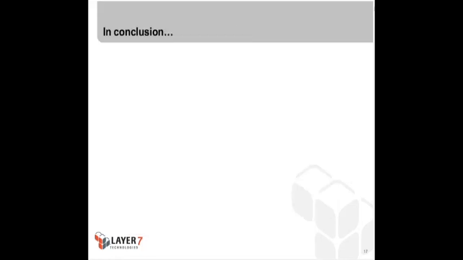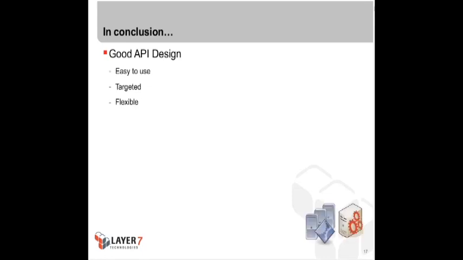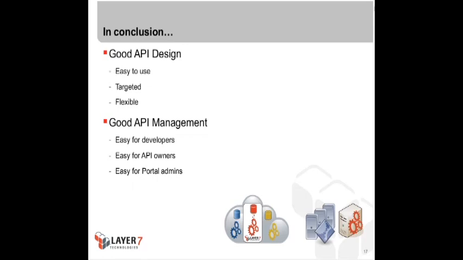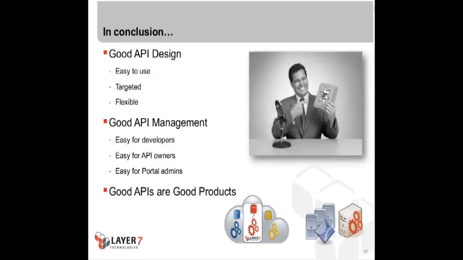So as I mentioned, good API design lets you make things easy to use. You can target people that really want to make something out of your API, and it offers flexibility in the future so you can grow that. Good management makes it easy for people to get engaged, easy for people to publish their APIs, and easy to track your successes and make more of them in the future. Good management helps everybody be successful. And as I mentioned earlier, the way to look at this is that good APIs are really good products. That's really the key.